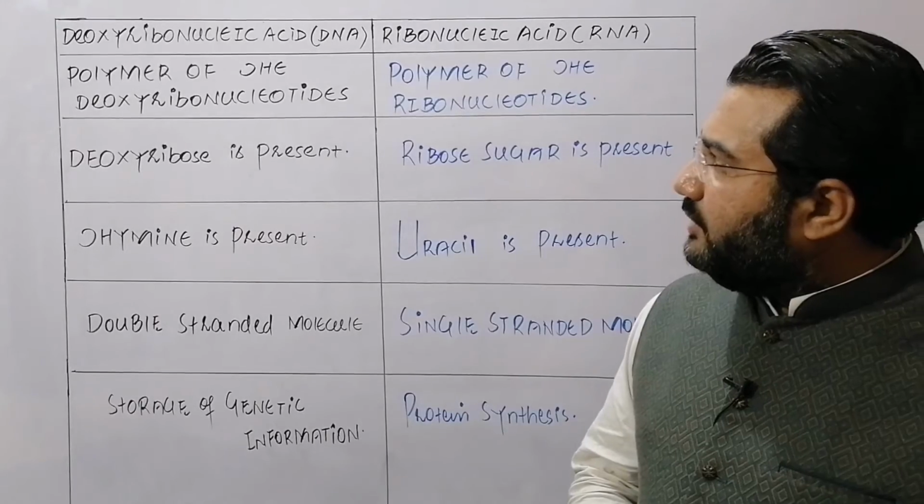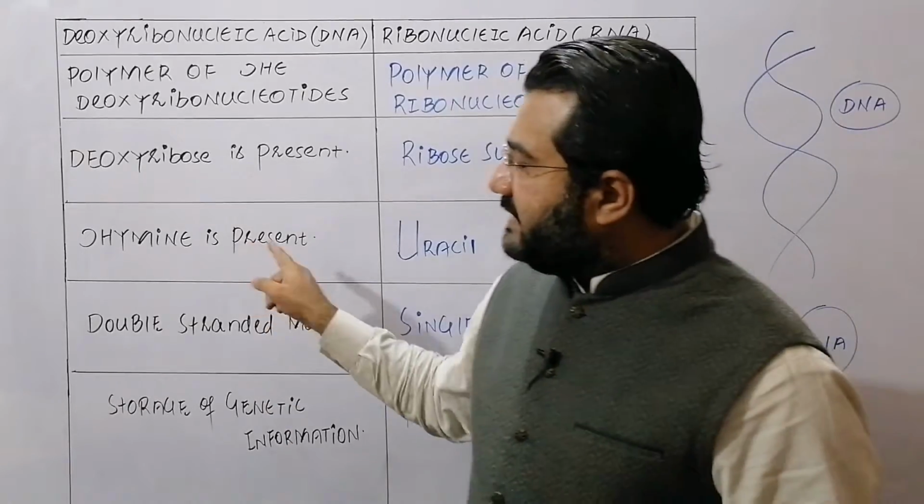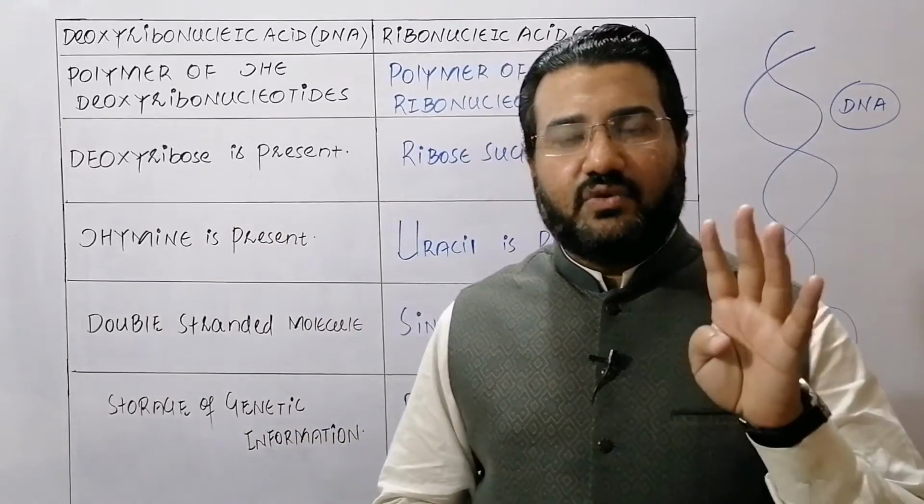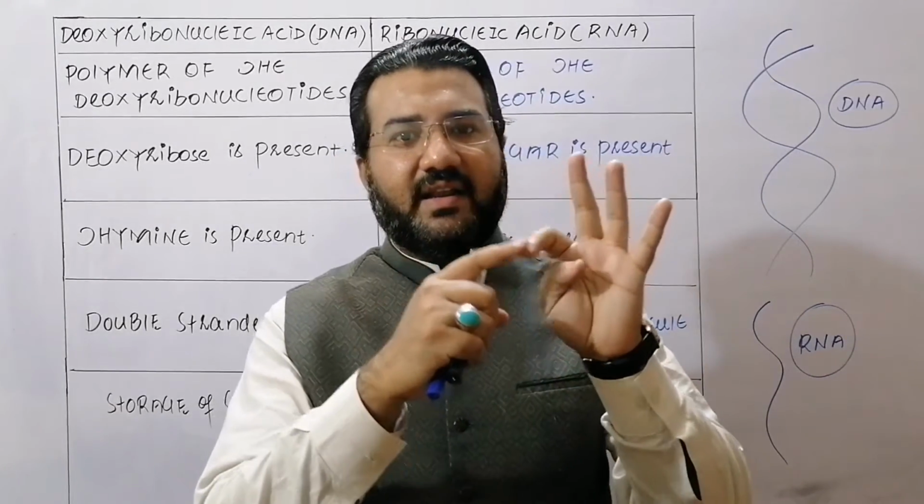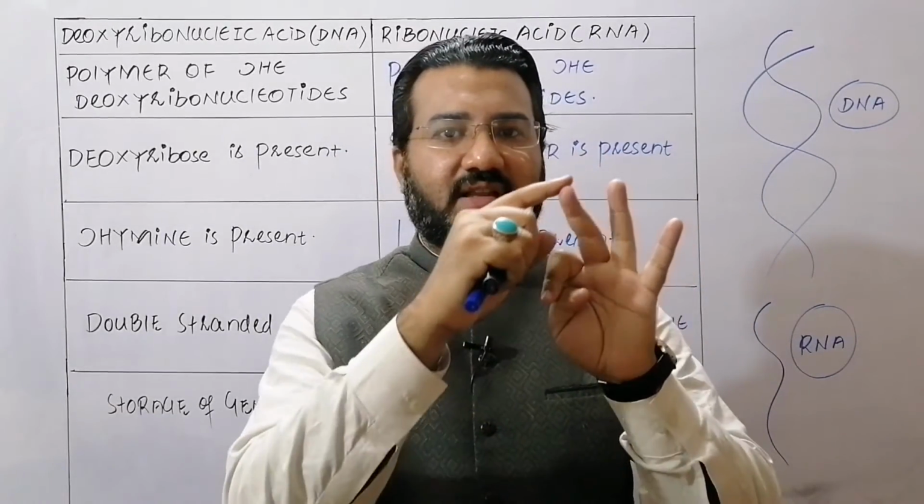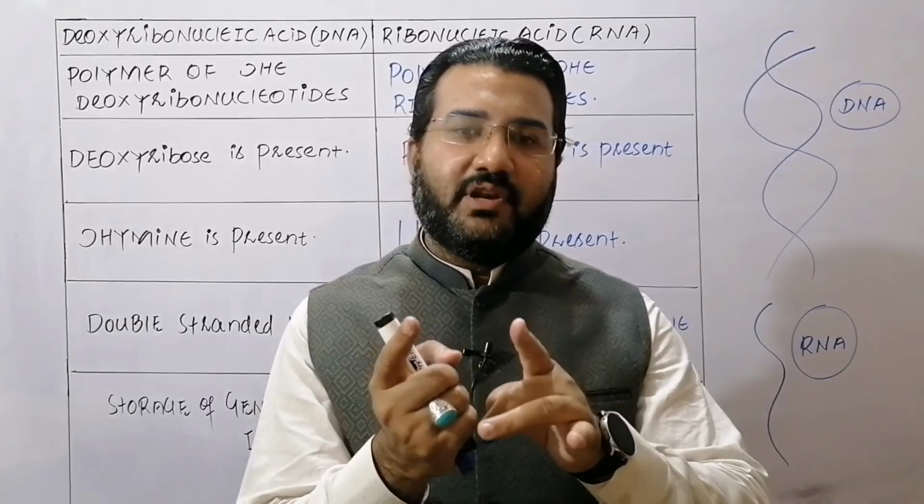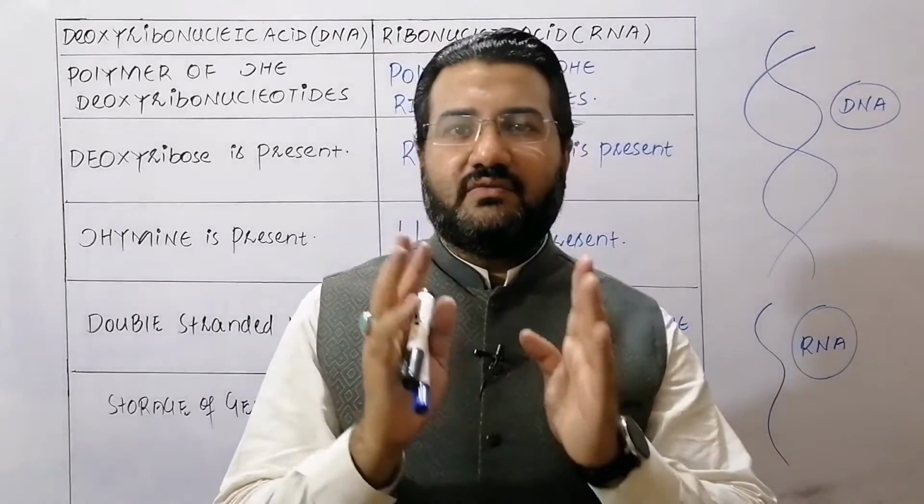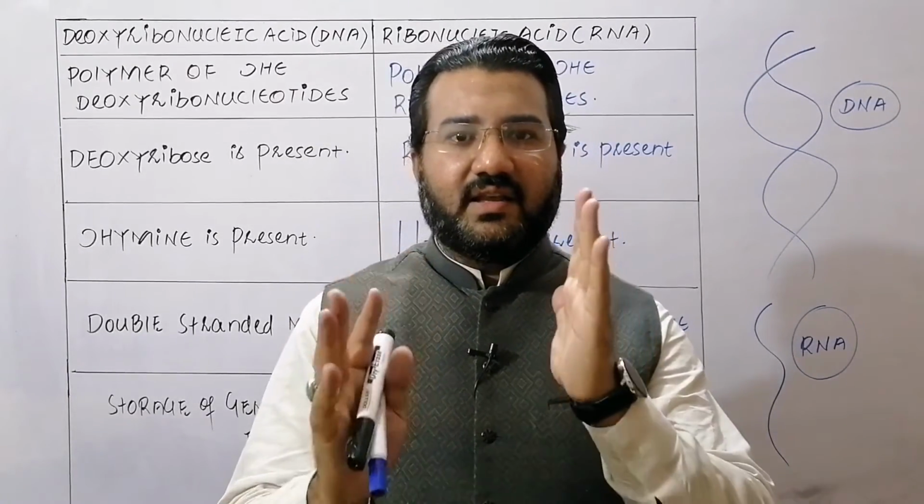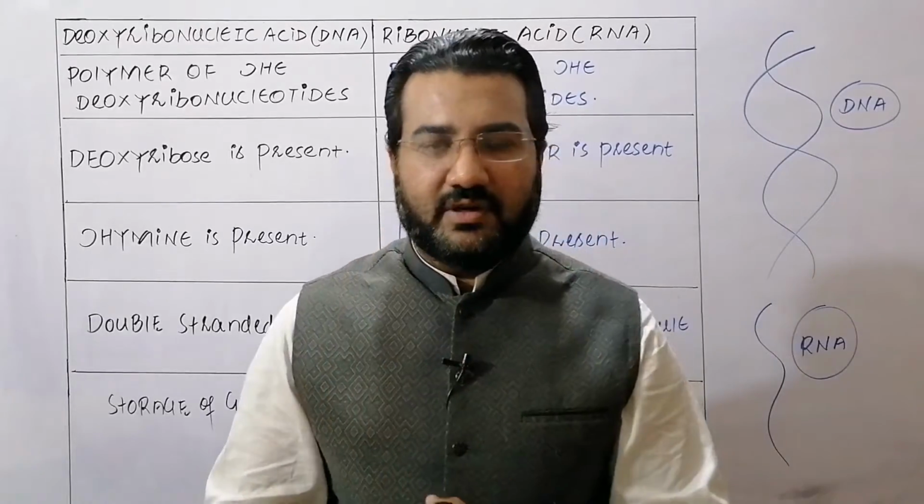In deoxyribonucleic acid DNA, thymine is present. So DNA has 4 nitrogenous bases. Adenine is complementary with thymine and guanine is complementary with cytosine. So one purine and one pyrimidine, they are complementary base pairs actually.